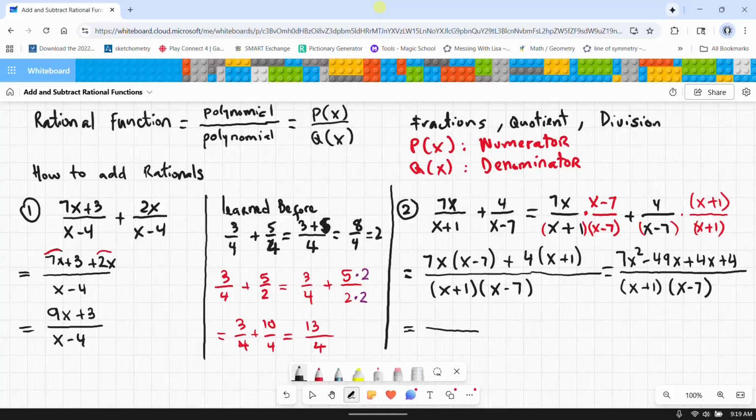So denominator always the same. We are not doing anything to it. It looks good as it is. So on the numerator, again we are trying to keep the highest degree from the highest to the lowest. So 7x squared, negative 49x plus 4x is negative 45x plus 4.